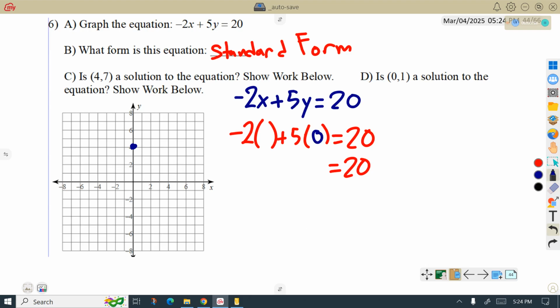Well, now what would I have to have so that I do -2 times it, and then I get positive 20? Well, you know a negative times a negative is a positive, so I'd have to have -10 in there, right? That's going to make positive 20, and 5 times 0 is 0. So look, this is true, and that tells me that the point -10, 0 is on the graph.